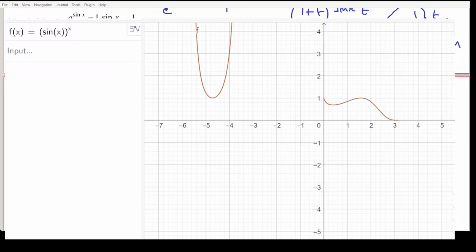Sin x power x, what you have to do? You assume y equals sin x power x, okay? Take logarithms on both sides and keep differentiating until you are getting 0 by 0 format, okay?